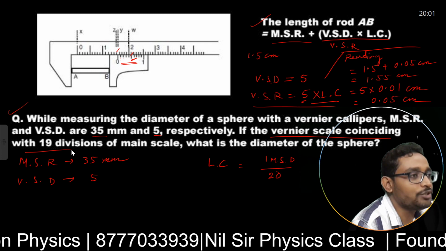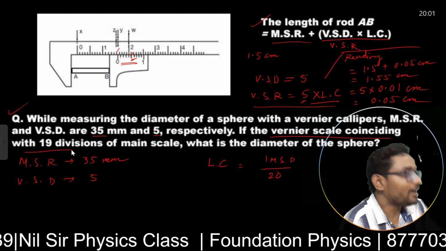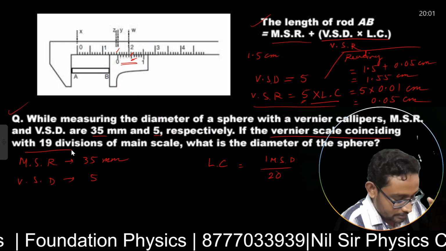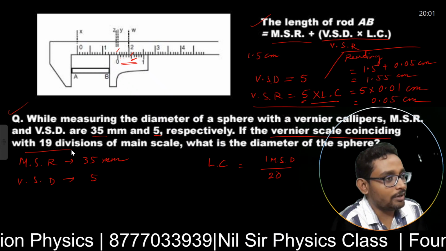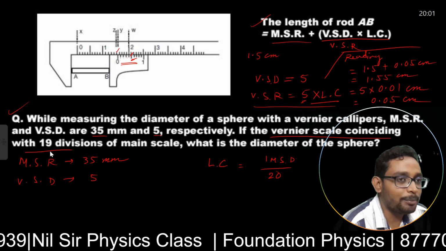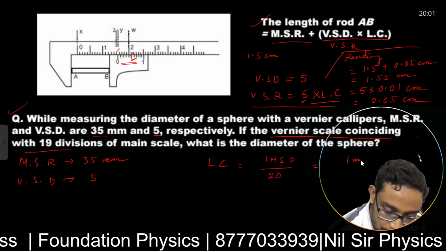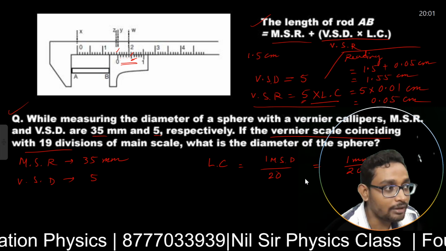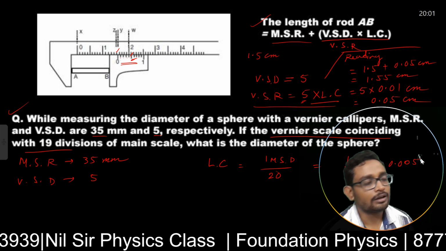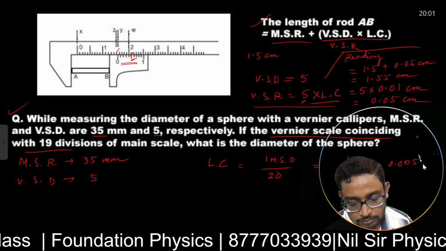The vernier has 20 divisions, because it is n minus 1. Sorry, n vernier divisions will always coincide with n minus 1 main scale divisions. So n minus 1 is 19. What is the number of vernier divisions? 20. So the least count is 1 millimeter divided by 20, which equals 0.05 millimeter. Correct? Millimeter, right? 0.05 millimeter.